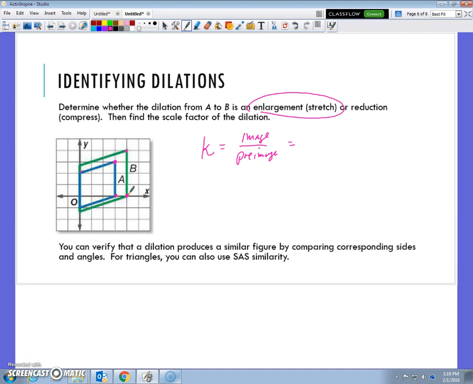So for my image, my final part, 1, 2, 3, 4, that side has a distance of 4. And for my pre-image, 1, 2, 3, a pre-image of 3. So in this case, as you can see, my scale factor is 1 1/3 or 4/3. Either way you look at it, it's bigger than 1. So therefore, my scale factor has shown that I have an enlargement or a stretch this time. Okay?